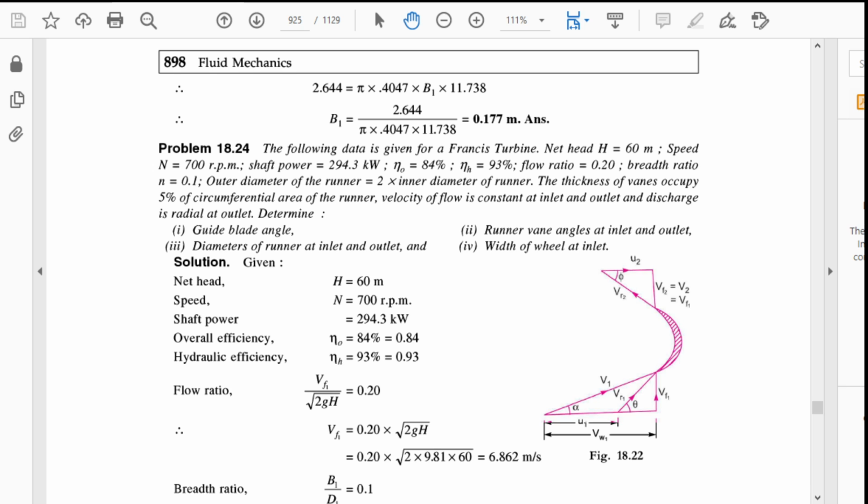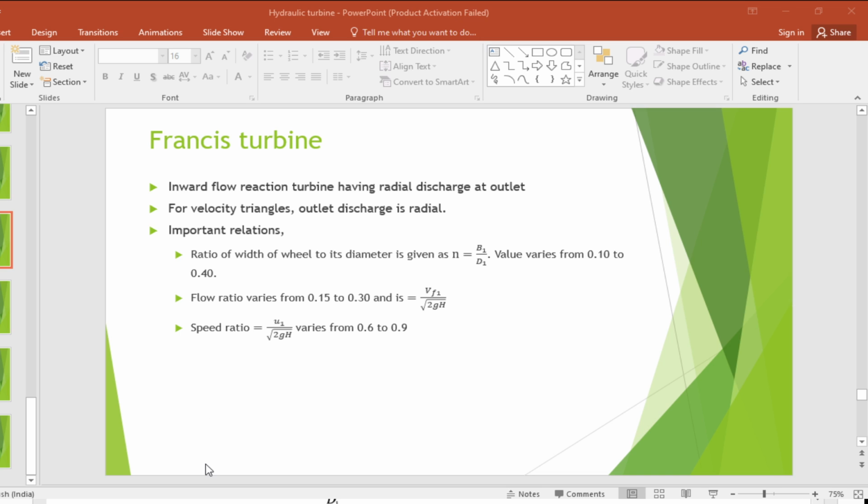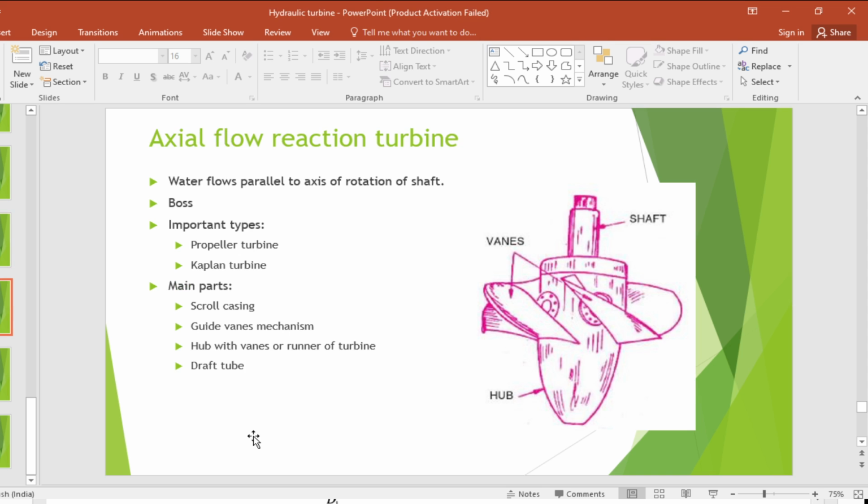Now this is about the Francis turbine and the calculations of the Francis turbine. Now we'll move further to the second type of turbine, which is the axial flow reaction turbine.